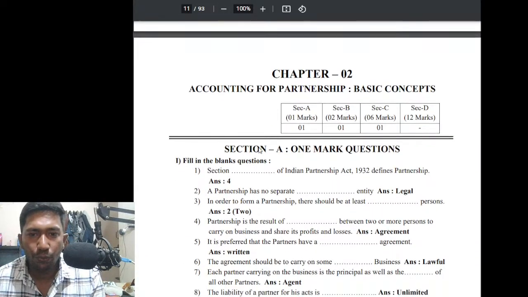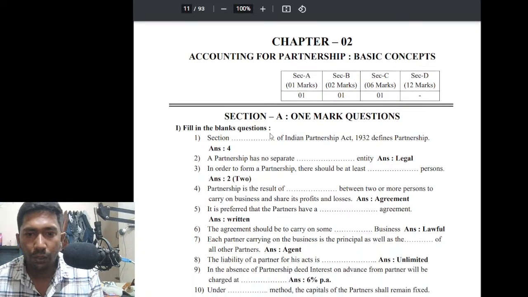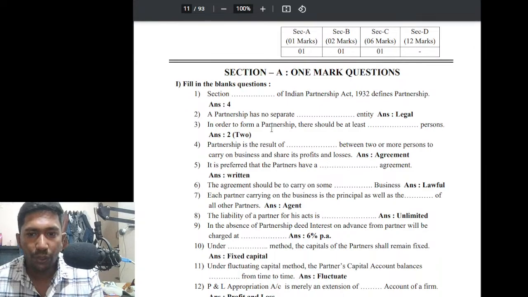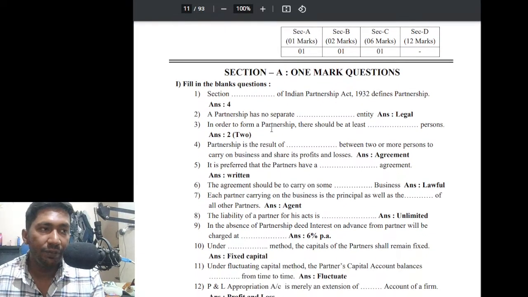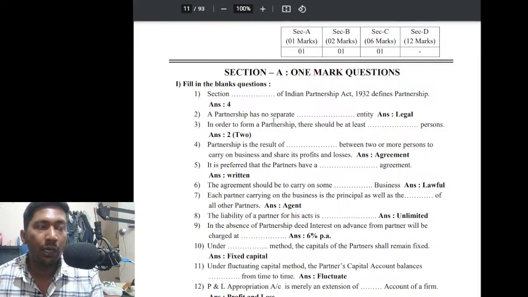Then chapter 2. Here in chapter 2 there will be no 12-mark question. Okay, only 1 mark, 2 mark and 6 mark questions, and practical oriented type questions they will definitely ask you. There are three different types of practical oriented type questions in only chapter 2, and there are two 6-mark questions also from chapter 2.